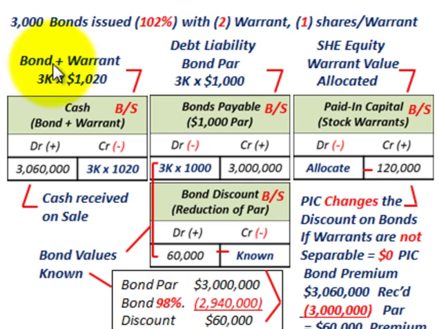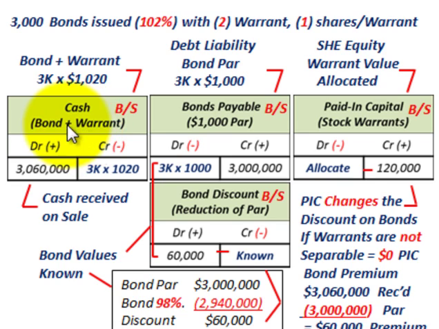So that's where we have the bond plus the warrant sold together here. We'd have 3,000 bonds, and the per bond price here with the warrant, it was sold at 102%, so that'd be $1,020 here per bond. So that equates here to debit or increase our cash here by $3,060,000. Okay, so we know what our cash receipts are.